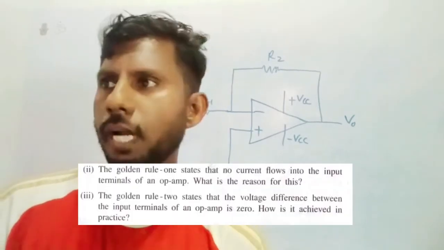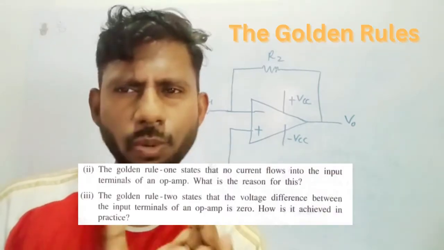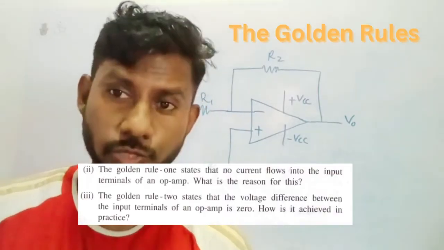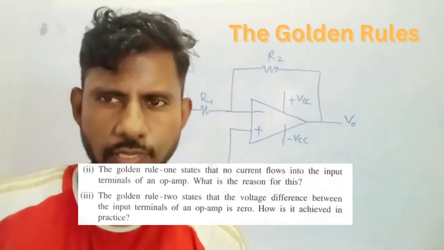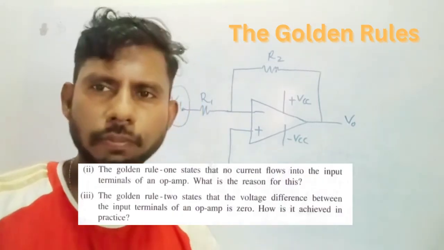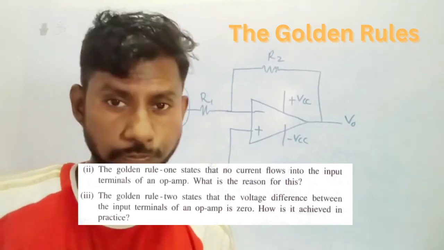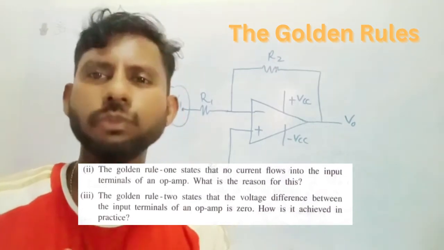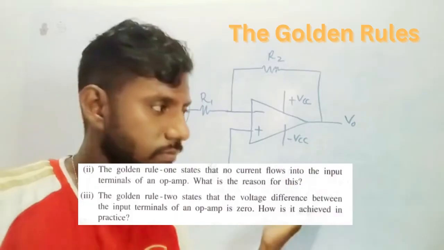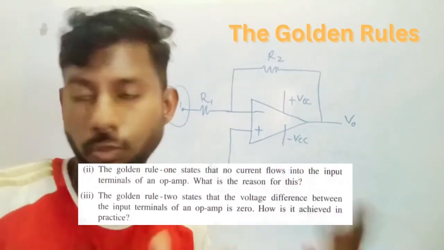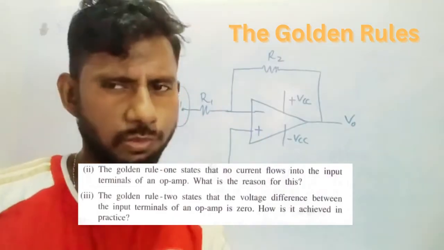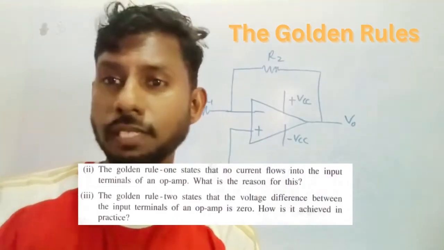Moving into part 2, the golden rule. Students, if you have practiced past papers, you must have come across this. In past papers, they have directly asked, what are the golden rules of an operational amplifier? If you have gone through the theories, you know the reason for the golden rules. Actually here they have given the golden rule, so they are asking something inside of it.